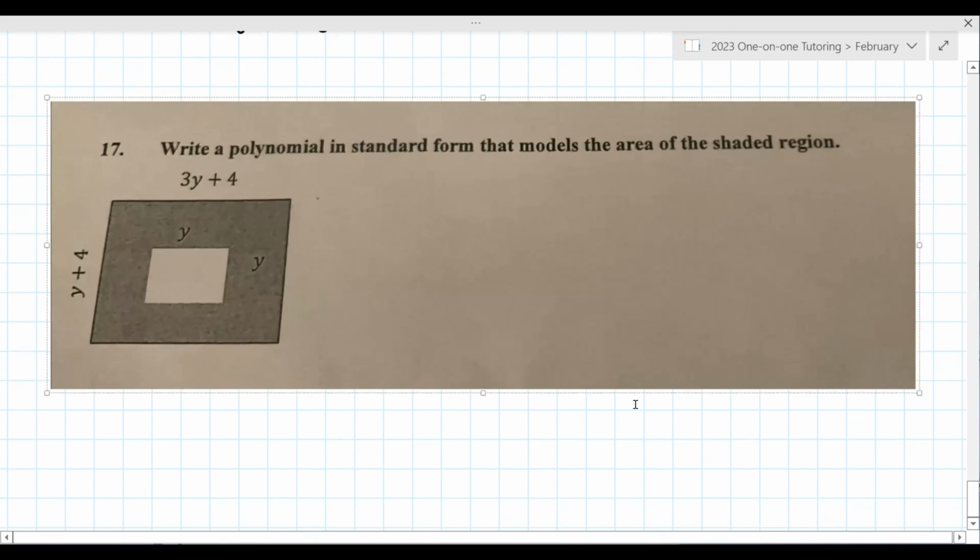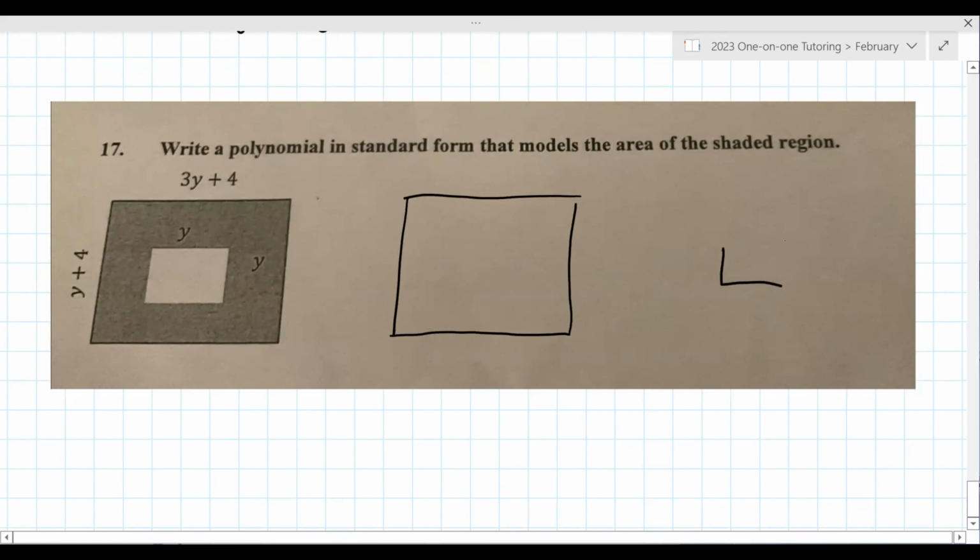All right, write a polynomial in standard form that models the area of the shaded region. So what I see here is you've got a large square or rectangle and subtract a little rectangle. And sometimes it's good to make 2 different drawings to see that, 2 different shapes, and then just relabeling it. So y plus 4, 3y plus 4, y and y, like that.